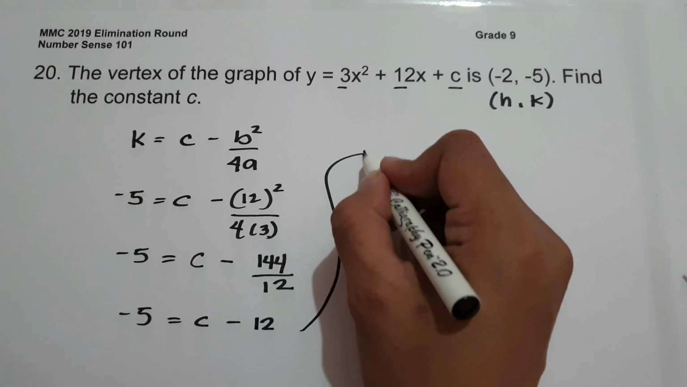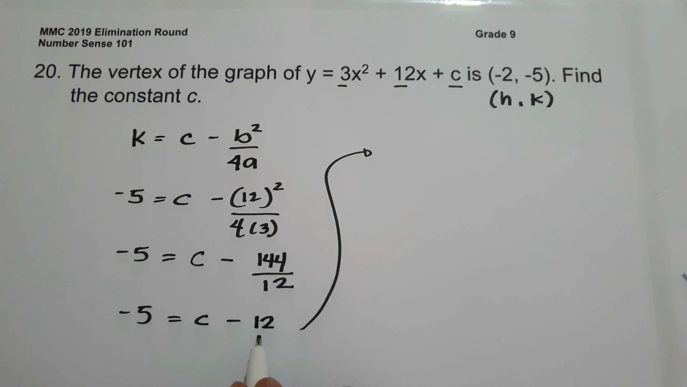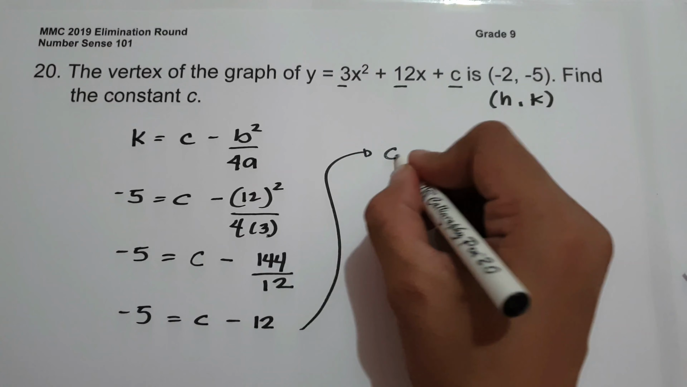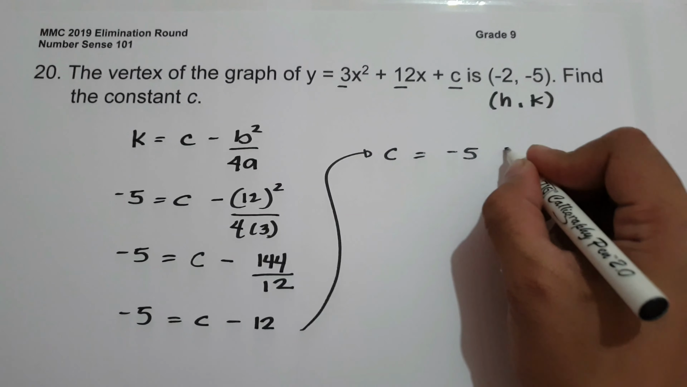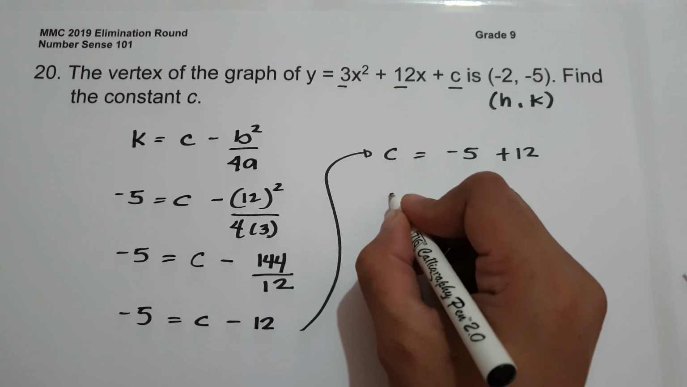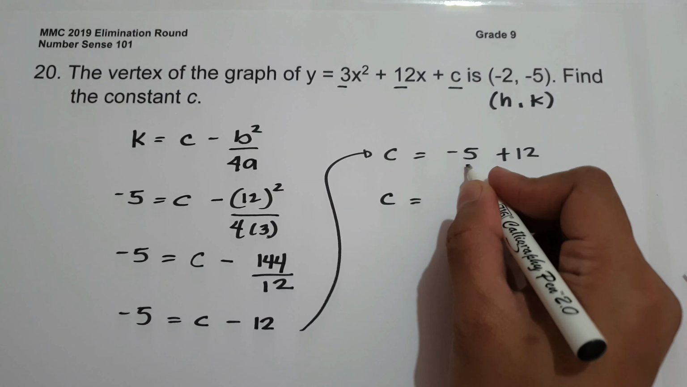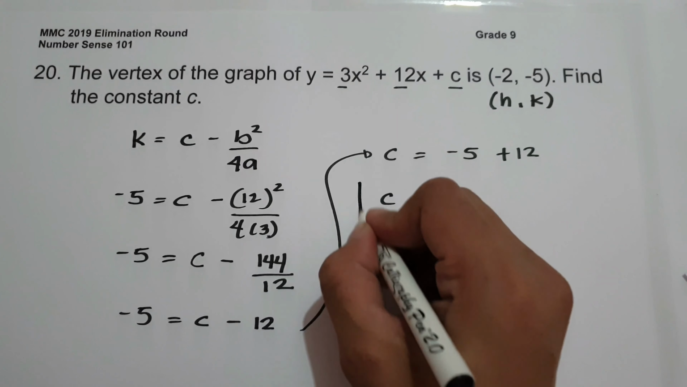Let us write here. Let us move negative 12 to the side of negative 5. It will give us c equals negative 5 plus 12, that is positive 7. And this will be the value of c.